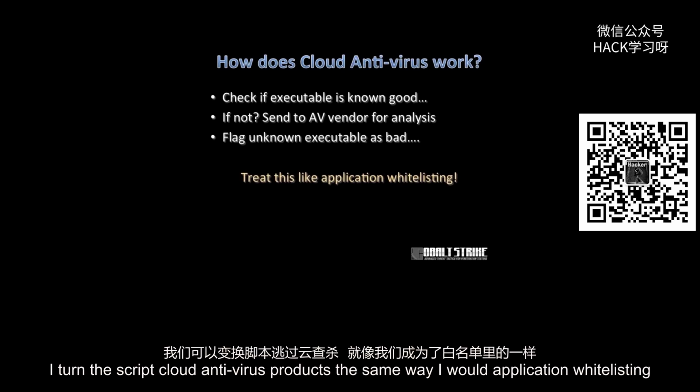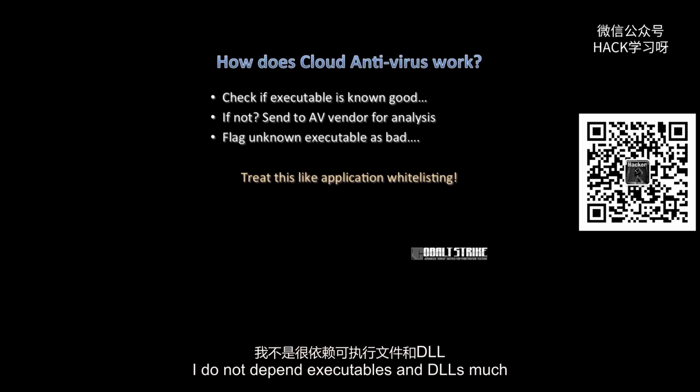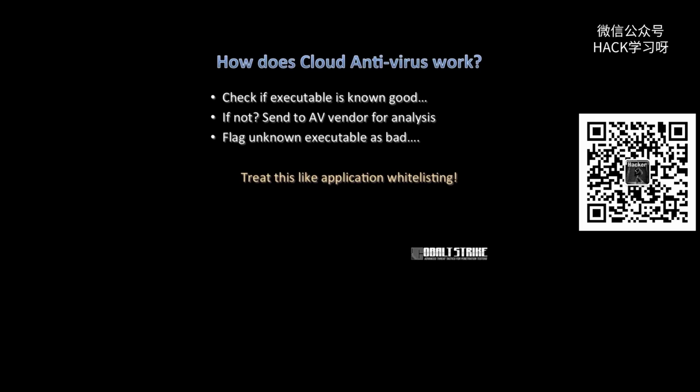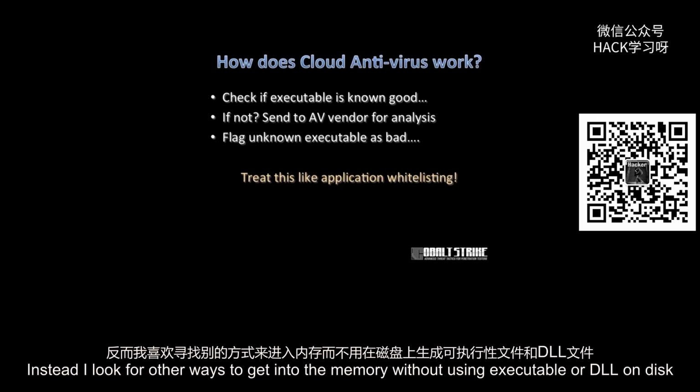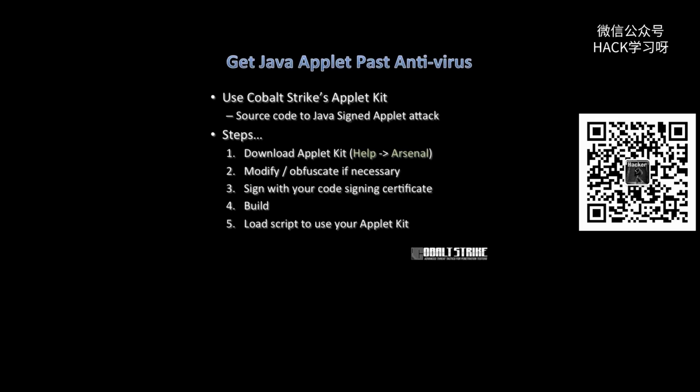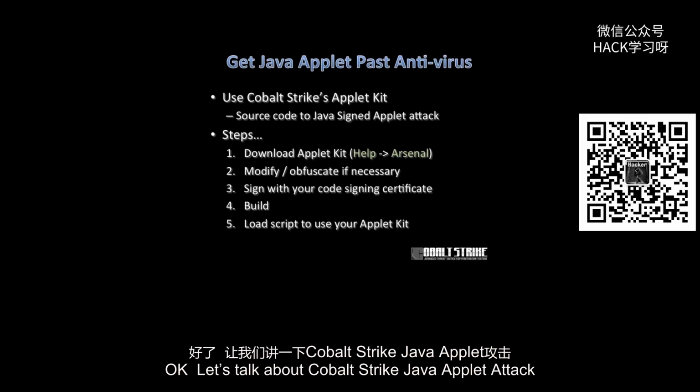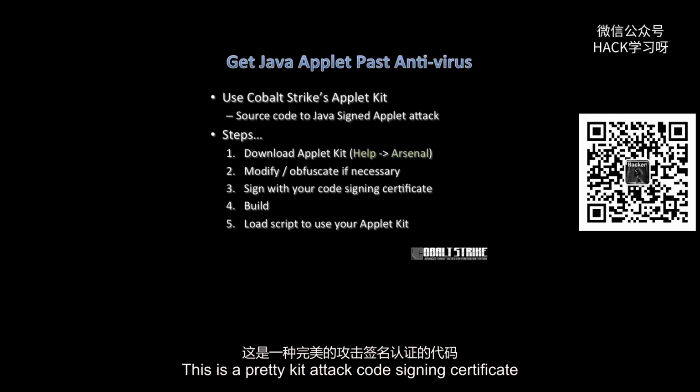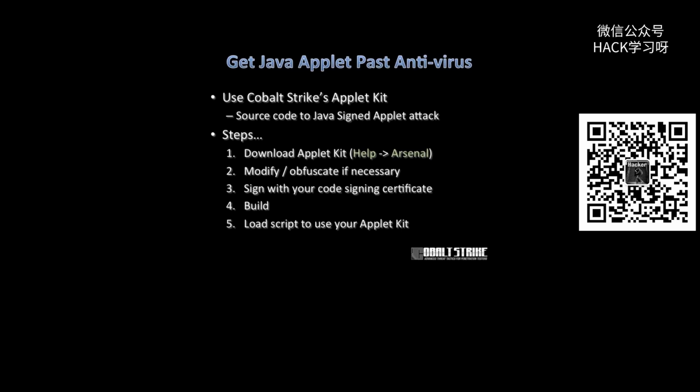I tend to treat cloud antivirus products the same way I would application whitelisting. I don't depend on executables and DLLs as much, and instead I look for other ways to get into memory without using an executable or DLL on disk. Okay, let's talk about Cobalt Strike's Java applet attack. This is a pretty key attack if you have a code signing certificate.